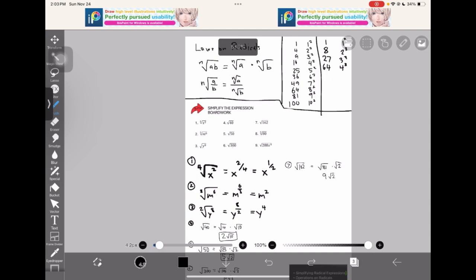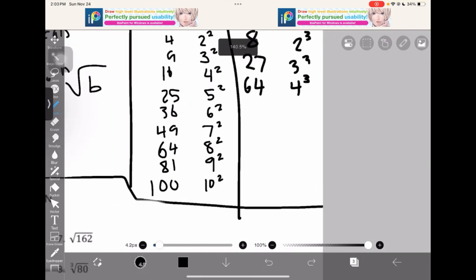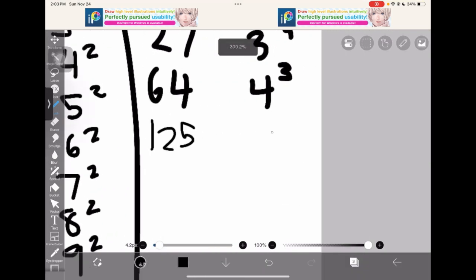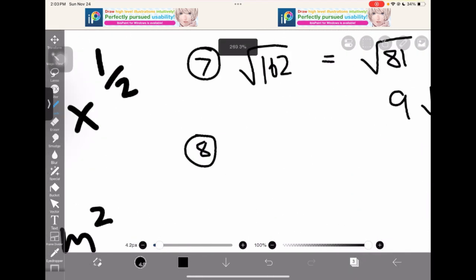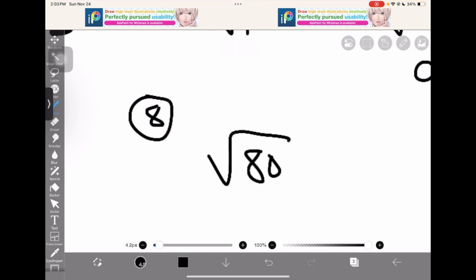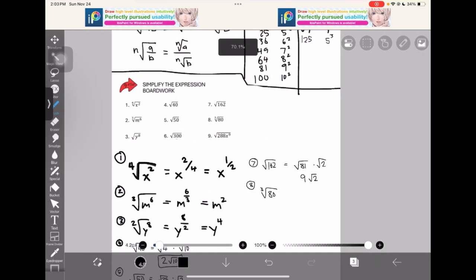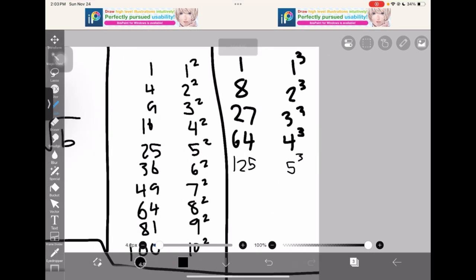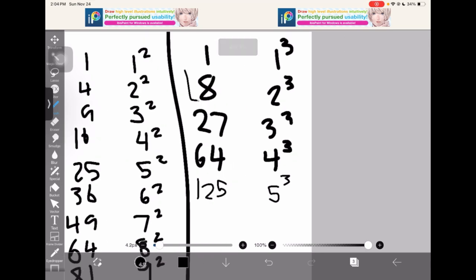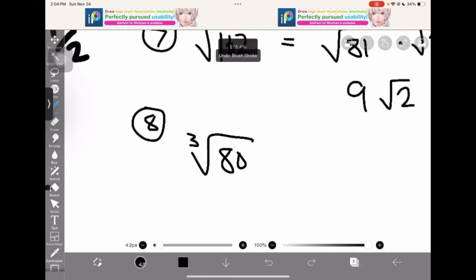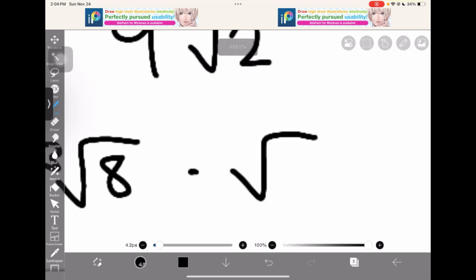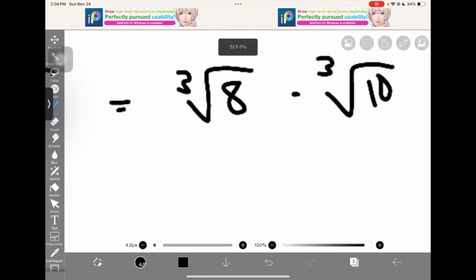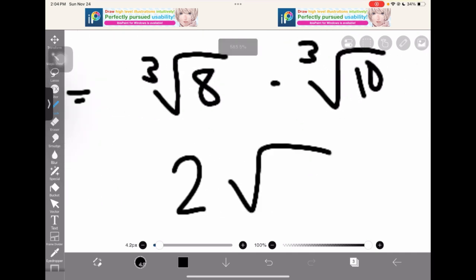Alright, now on to cube root. I think I might just need to add 125 there. Yep, okay. So number 8. Cube root of 80. Simplify that. Same thing as with square roots. Do we see any number here that you think could divide 80 into a whole number? And the answer is obviously yes. It's 8. So we want to do cube root of 8 times cube root of 10, which is just 2 cube root of 10.